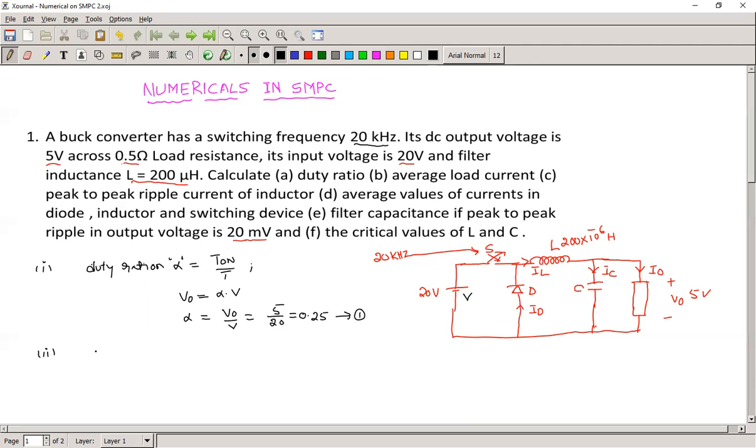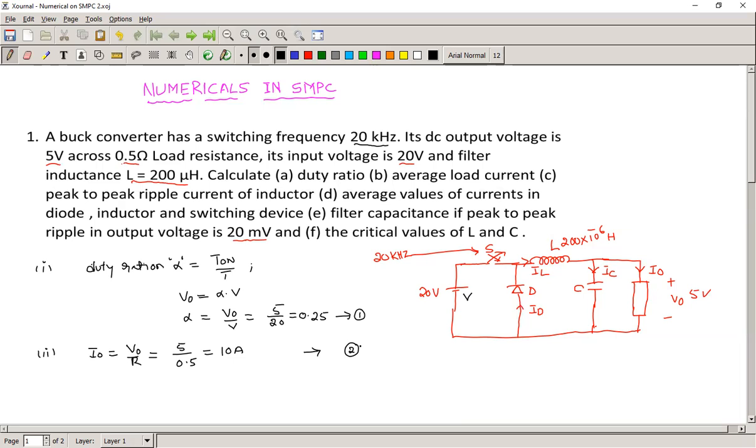B, average load current I naught equal to V naught by R. V naught is 5 volts, that is given. R value is also given, that is 0.5 ohm. So we are getting the average load current as 10 amperes. This is the B part, the second part, and it is also completed.